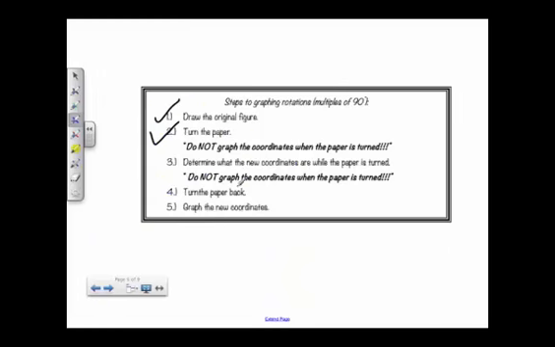So then I can go back right here and look at my list of steps. Number 3, determine what the new coordinates are while the paper is turned. This time your handwriting is going to be upside down. That is fine. Number 4, turn the paper back.